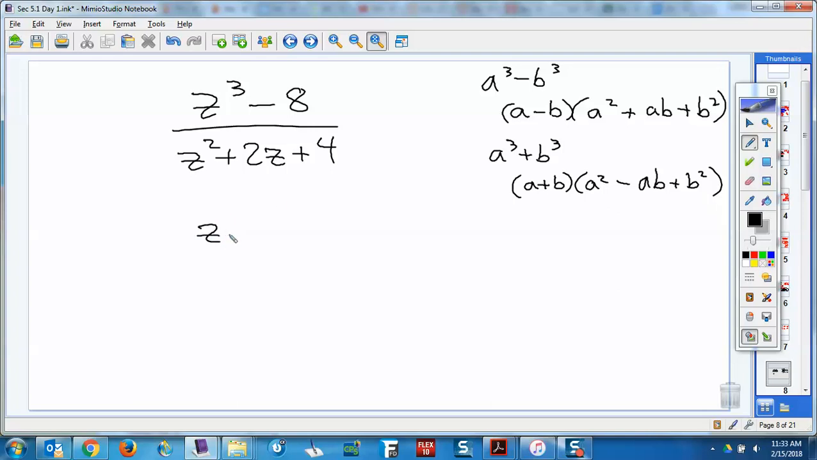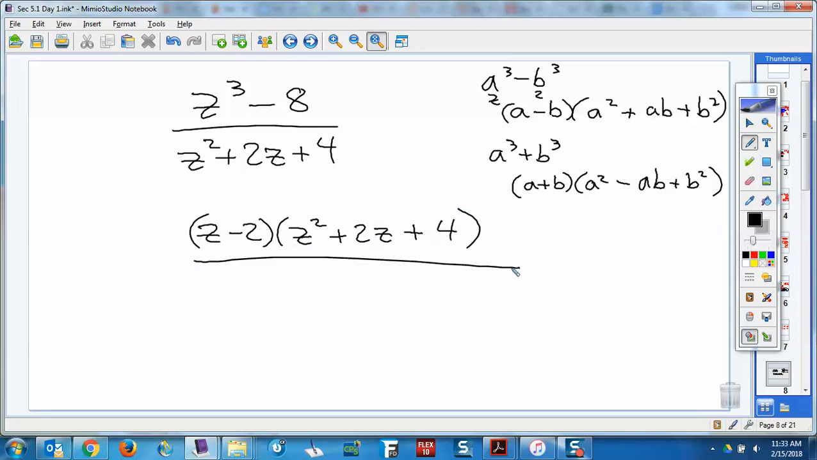So the top would be z minus 2, because that's 2 cubed. So 2 would be like the b. And then it would be z squared plus 2z, right? Because b is, in this problem, 2, and the z is the a. So you get ab would be 2z. And then always positive would be plus 2 squared, which is 4. So that's that one. And then this one factors into z plus 2 and z plus 2. You can see why I always put lines through my z's, because my 2's look just like z's.